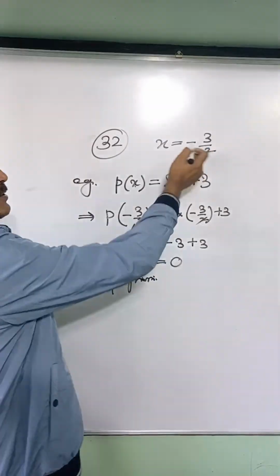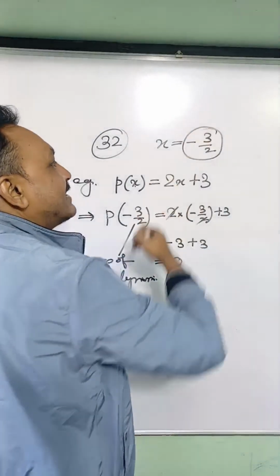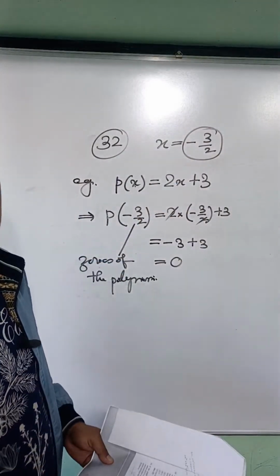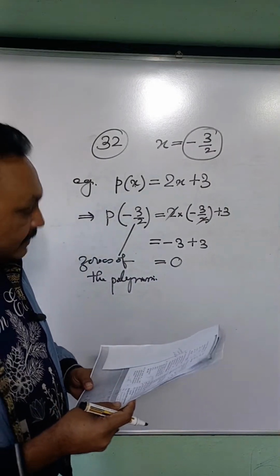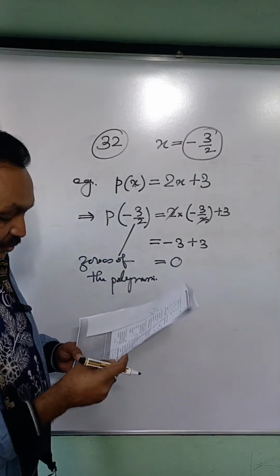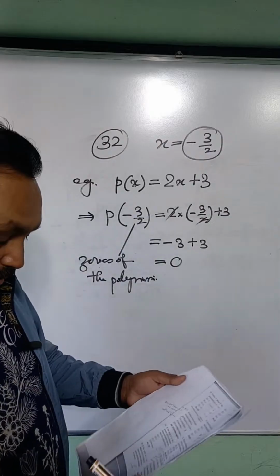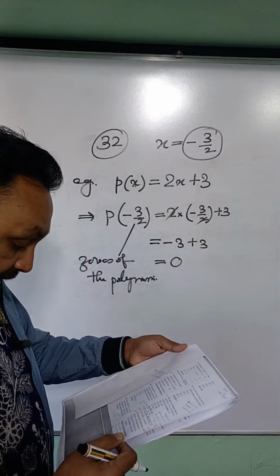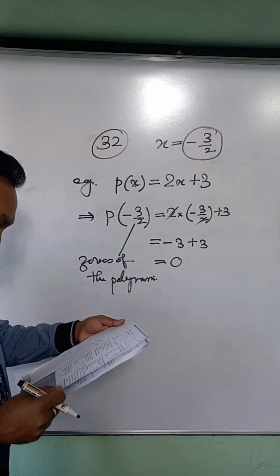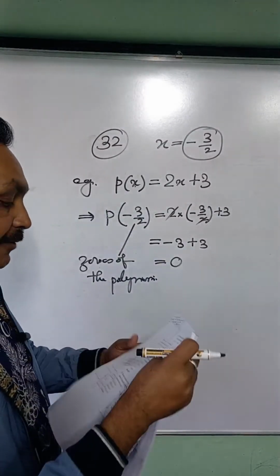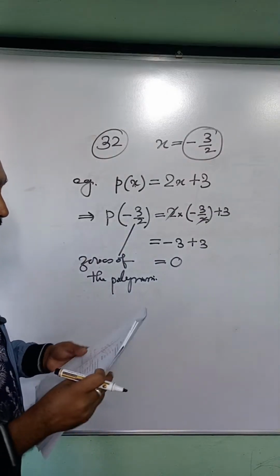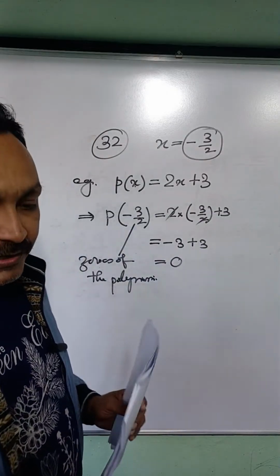So this value x is equal to minus 3 by 2 is known as the zero of the polynomial. Right? Is it clear? So here minus 3 by 2 is the zero of the polynomial. I hope I can give you a clear idea. So shall we proceed to the next one, that is question number 33.